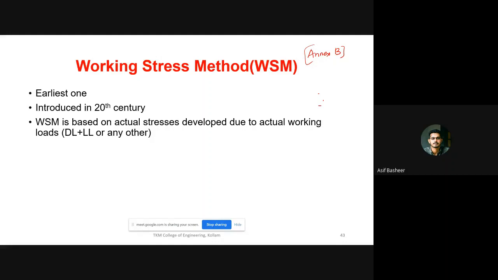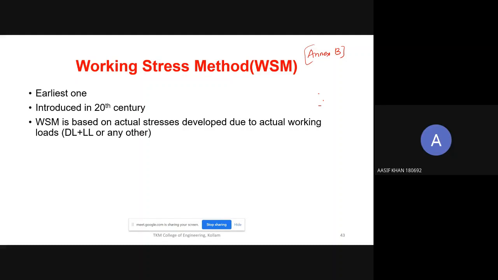In the working stress method, the actual stress developed due to actual working loads is considered. That is, whatever load is acting on the structure is directly taken for the design purpose. If you are applying a 100 kilonewton load, that 100 kilonewton load will be used for the design. So can you tell me what is the problem in this?